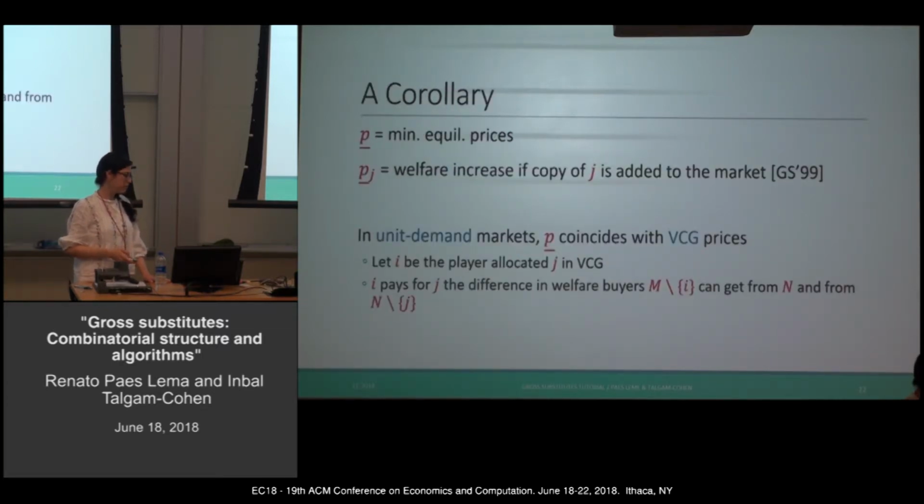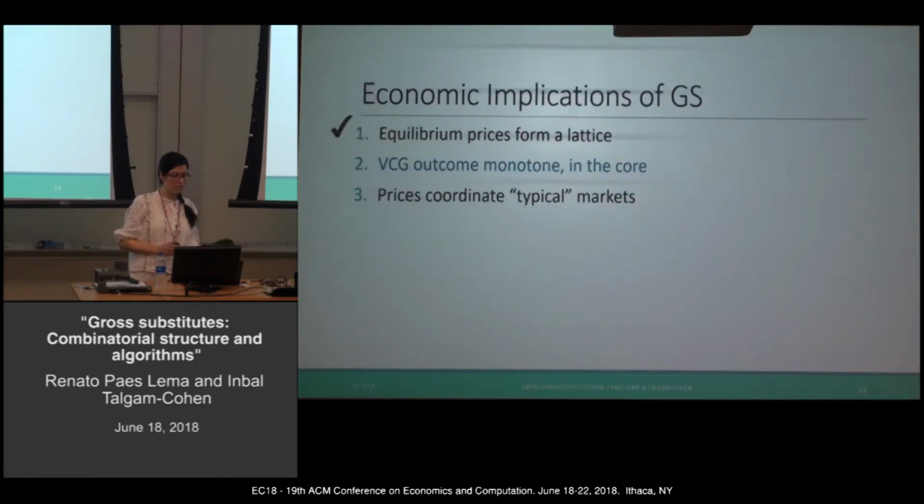Great. So an immediate corollary of this, if you're wondering why this is useful, so here's just one corollary. You can see that in unit demand markets, the lowest prices coincide with VCG prices. I won't really go over this, but it kind of makes sense, right? So the lowest price is what you would get if you add an extra unit, and the VCG price, well, what somebody has to pay is their externality on the other buyers. So it kind of sounds like the same thing, and it is the same thing. Okay, so that's all I wanted to say about equilibrium prices and their nice structure.